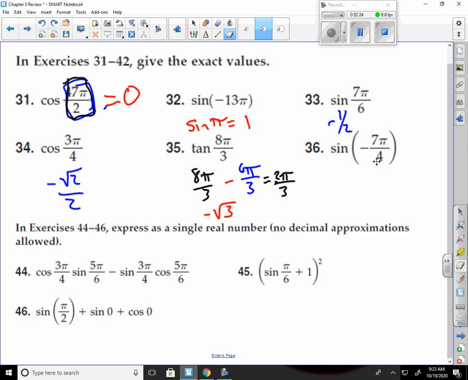Lastly is sine of negative 7 pi over 4. Not going to find that on the unit circle. 2 pi over 4. 2 pi is equal to 8 pi over 4. Subtract the 7 pi over 4 from that, and that'll tell you how far we went on our unit circle. That's pi over 4. Sine of pi over 4 is root 2 over 2. And that's it.